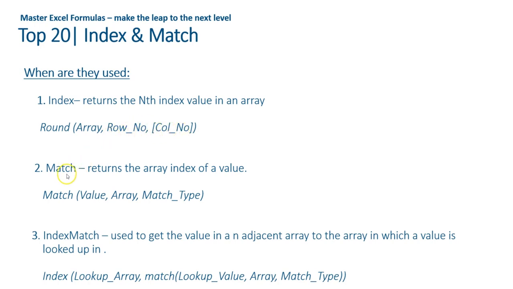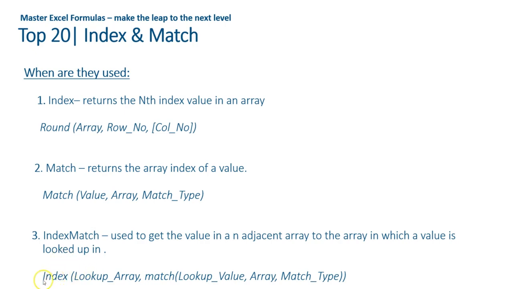Okay, then the match function returns the array index of a value. So we need to specify first of all the value, and then the array in which we need to look for that value, and then the match type is either 0 or 1. So 0 is going to give us the exact match, whereas 1 is going to give us an approximate match. The index match formula is used to get the value in the array in which a value is actually looked up. Okay, this is how it looks.